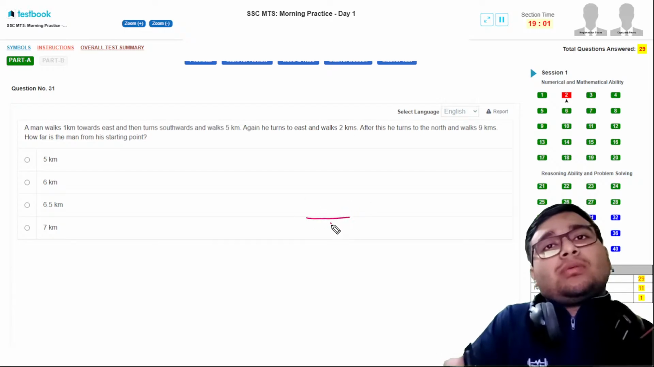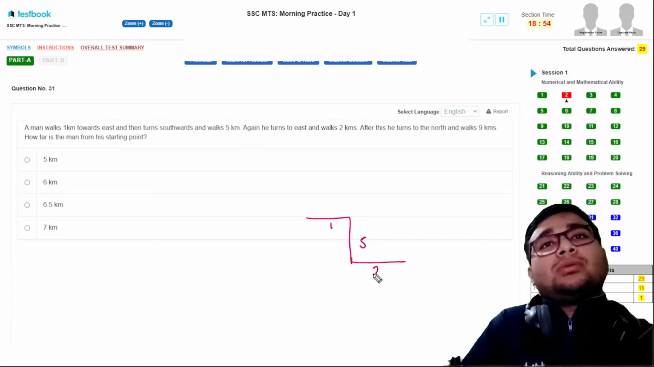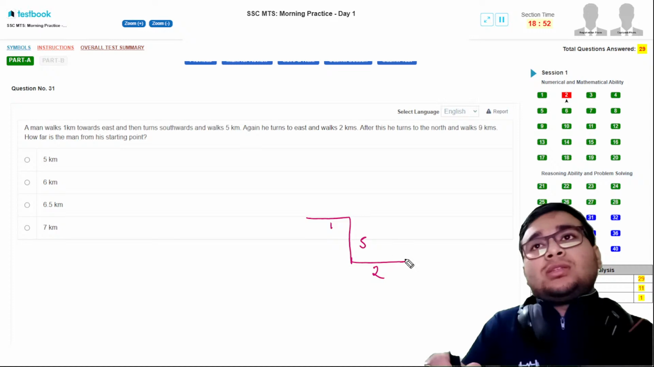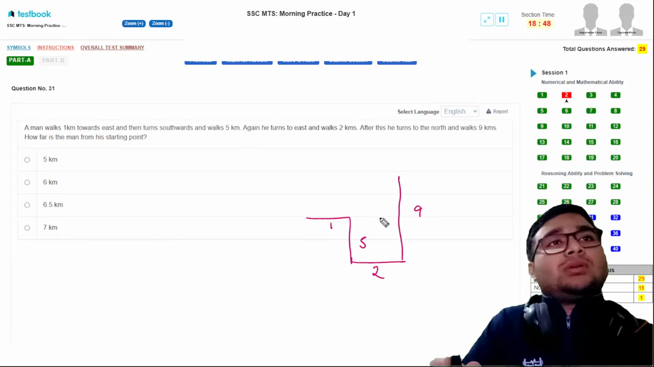A man walks 1 kilometer east and south towards his box 5 kilometers, and it turns east and walks 2 kilometers. After it turns to north and walks 9 kilometers. How far is he from the starting point?